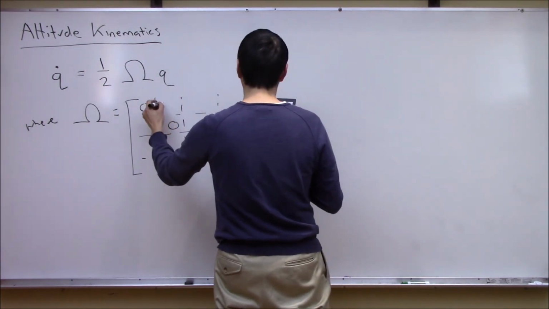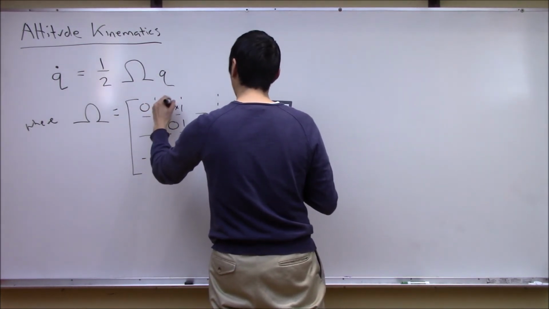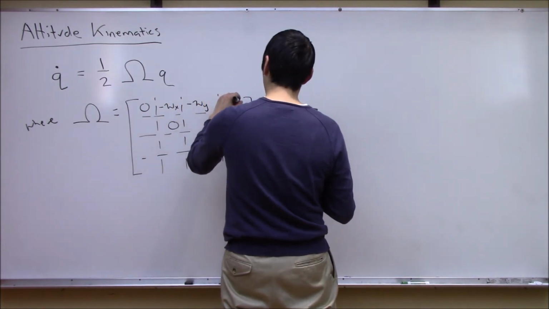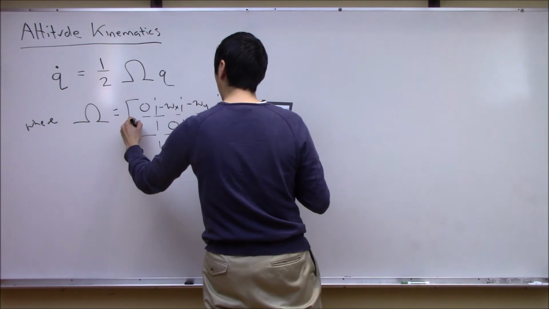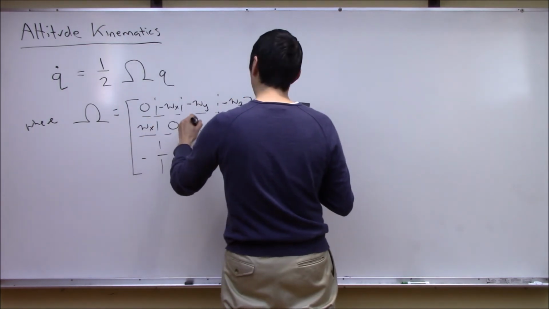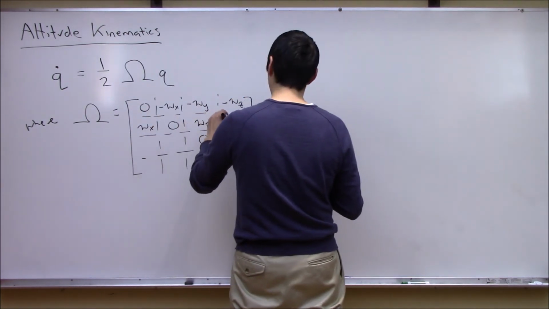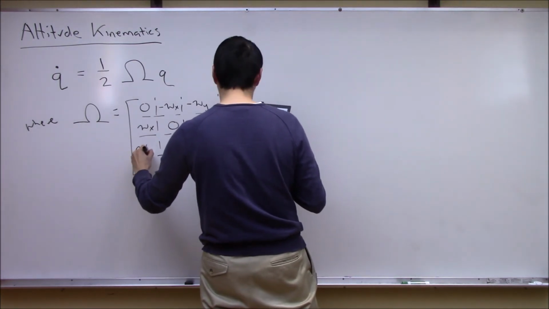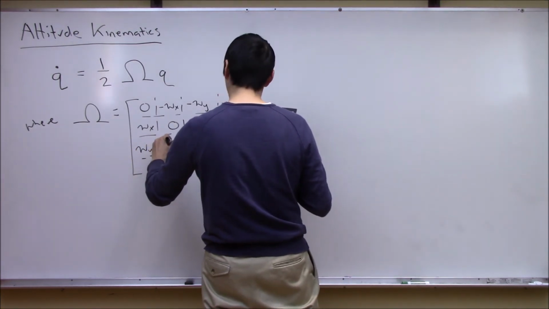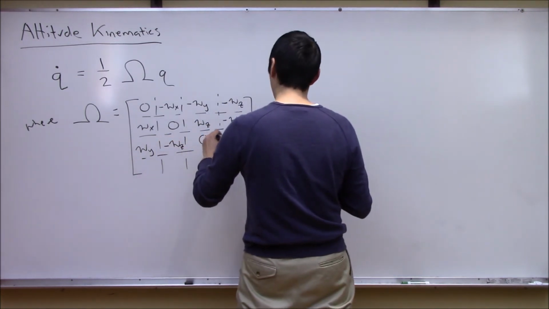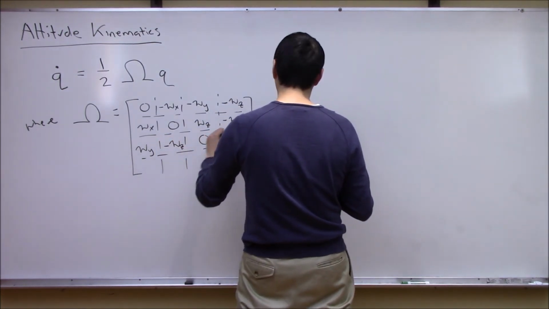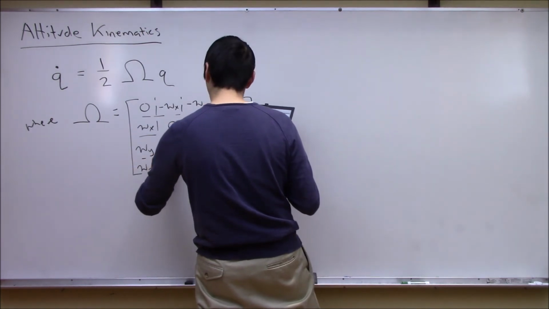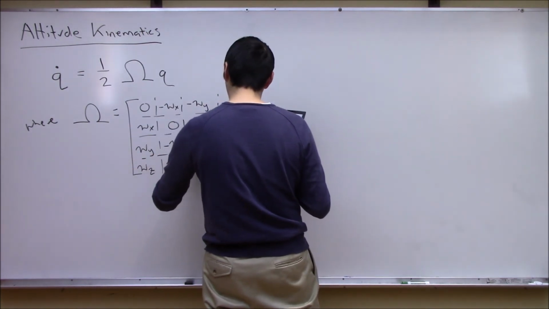In the first row we have minus omega x, then minus omega y, and then minus omega z. In the second row we've got positive omega x, positive omega z, and minus omega y. In the third row we have positive omega y, then minus omega z, and then positive omega x. And finally in the last row we have omega z, omega y, and minus omega x.